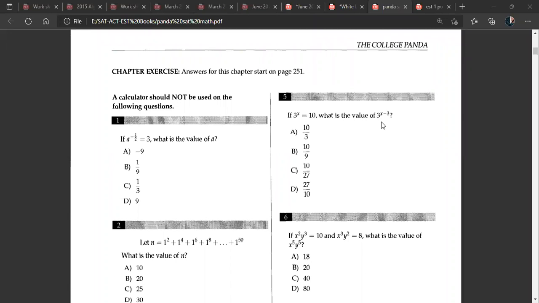إن شاء الله هنكمل مع بعض الفيرست توبيك اللي اتكلمنا فيه وهو الاكسبوننت والراديكالز. تمام. كنا وصلنا للشابتر اكسرسايز، وطبعا here will answers for this chapter start on pages about the answers. Now a calculator should not be used on the following questions. يعني هو related ليه اللي هو section 1 في ال EST أو section 3 في السات. تمام. لأن هو التو تيستس دول ما بيكونش في عندي part no calculator. لكن بالنسبة للأكت 1 عارفين إن أنت مسموح بالكالكوليتر. تمام.